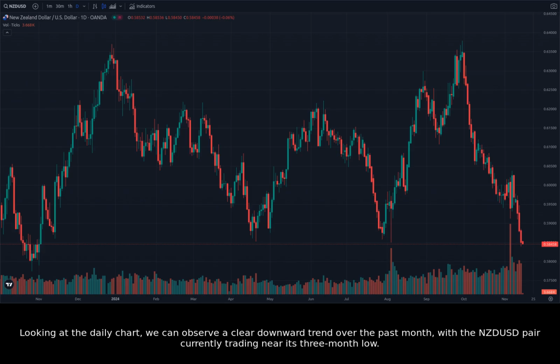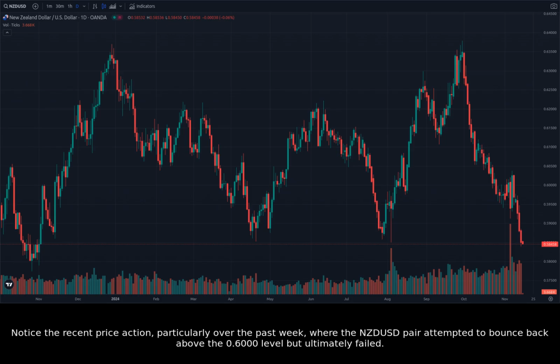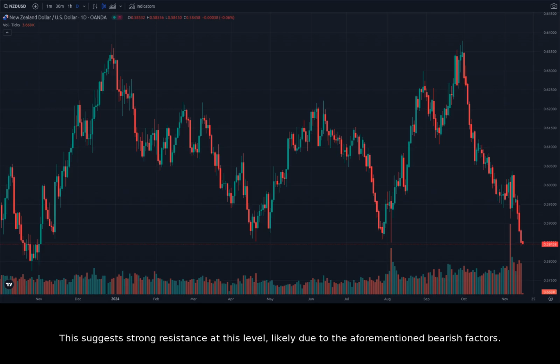Looking at the daily chart, we can observe a clear downward trend over the past month, with the NZDUSD pair currently trading near its 3-month low. This decline is likely driven by the persistent strength of the US dollar, reinforced by Trump trade optimism and rising US bond yields. Notice the recent price action, particularly over the past week, where the NZDUSD pair attempted to bounce back above the 0.6000 level but ultimately failed. This suggests strong resistance at this level, likely due to the aforementioned bearish factors.